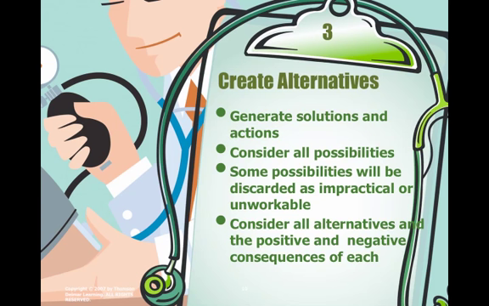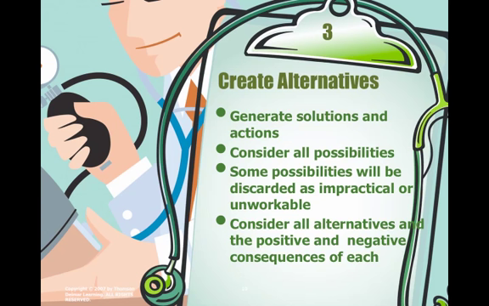So creating alternatives, we want to generate a list of solutions along with some actions to go with that and consider all the possibilities. And even if you think that they're impractical or they may not work, you should still write them down, because sometimes those that we thought would not work at all, they really do work. So we need to consider all the alternatives, both negative and positive, and also the consequences of each alternative and action.